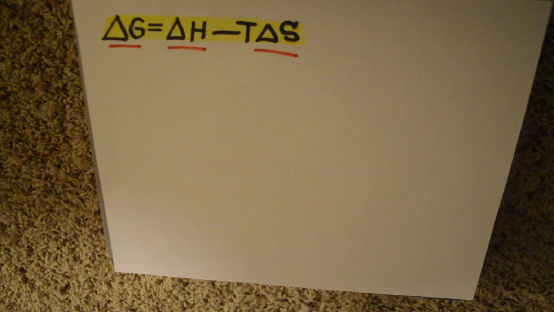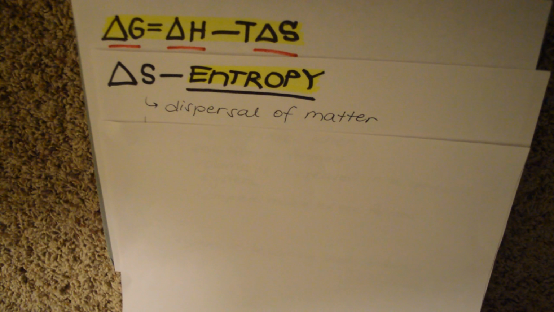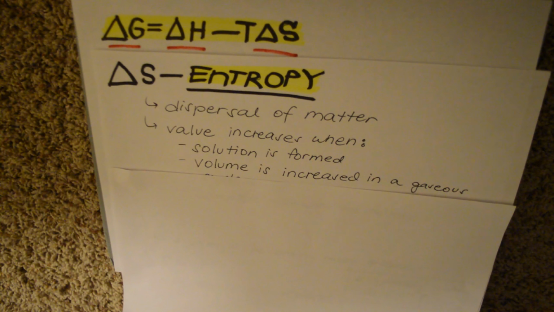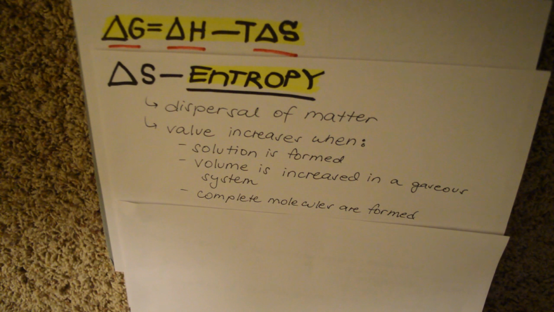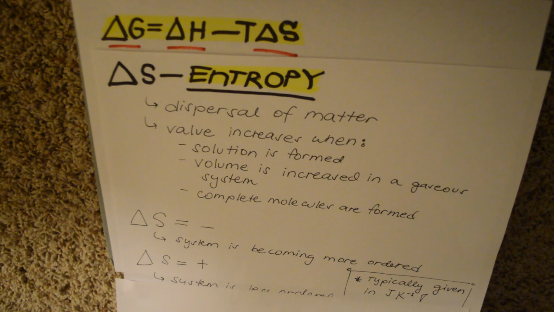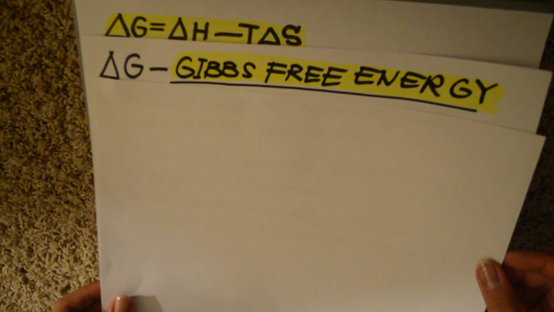Moving on to delta S, we have entropy. Entropy is the dispersal of matter, and the value of S would increase when a solution is formed, volume is increased in a gaseous system, or when more complex molecules are formed. So delta S would be negative if the system is becoming more ordered or less dispersed, and if it's positive, then the system is less ordered or more dispersed. And usually in problems, delta S is given to you in joules per Kelvin. Keep that in mind.